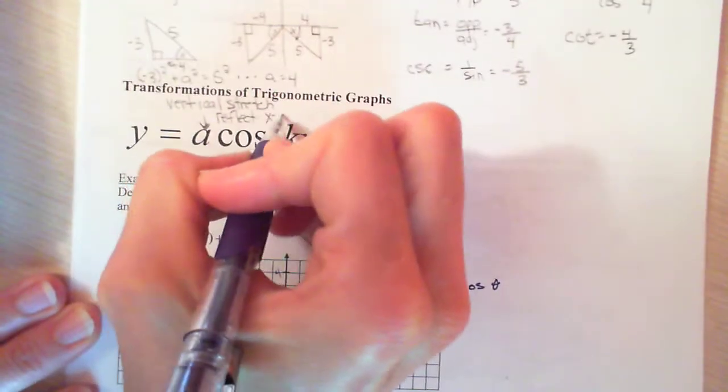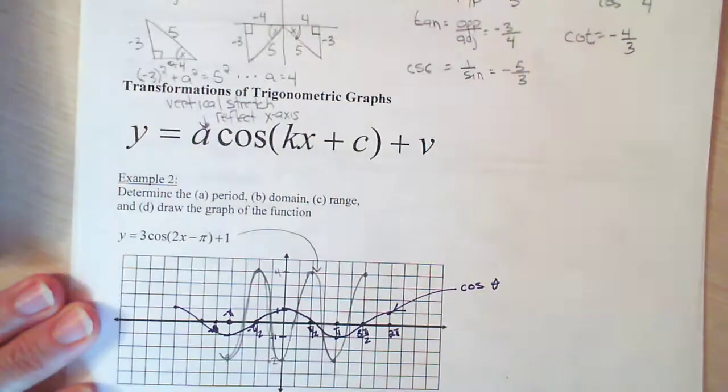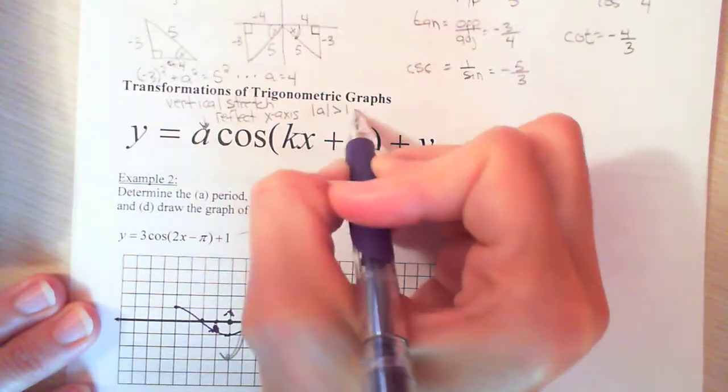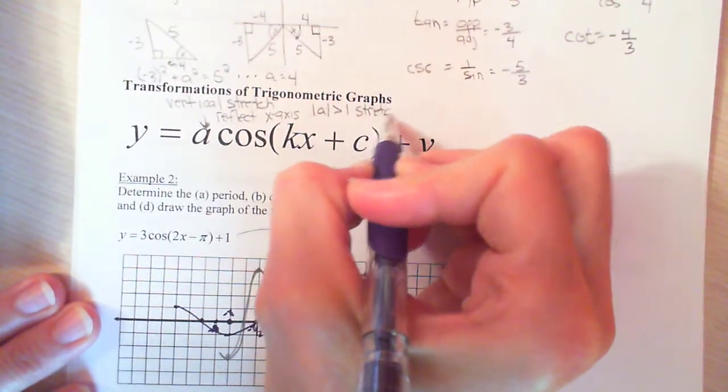Reflect about the x-axis. So if A is negative, then you're flipped over the x-axis. And if the absolute value of A is greater than 1, then you have a stretch.